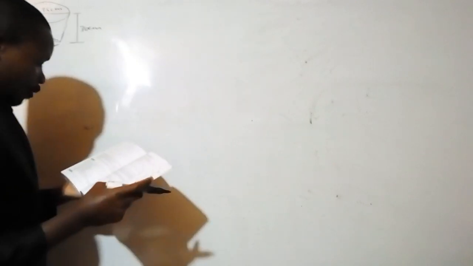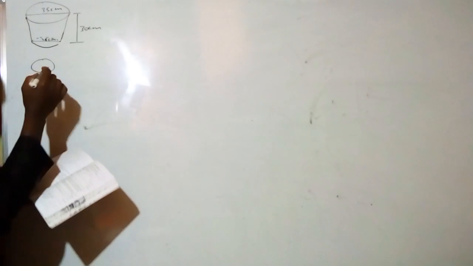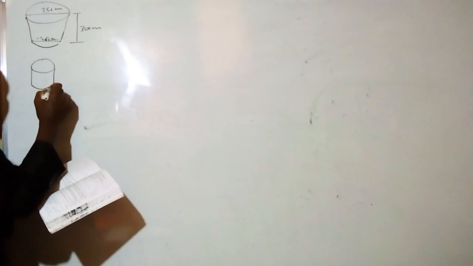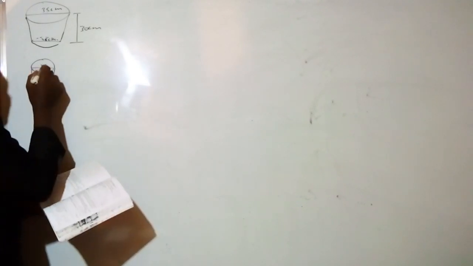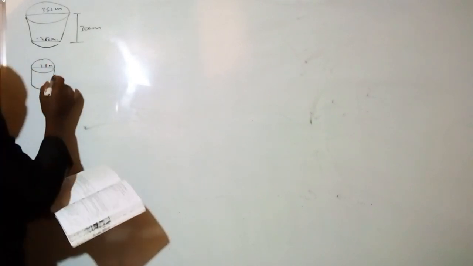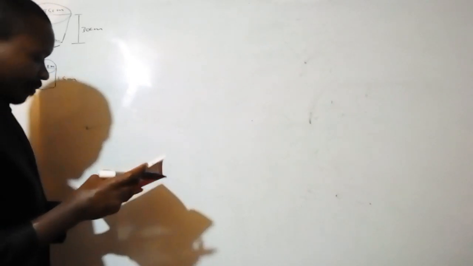The bucket is used to fill a cylindrical tank of diameter 2.8 meters and a height of 1.5 meters with water. Determine the least number of buckets that must be drawn in order to fill the tank.